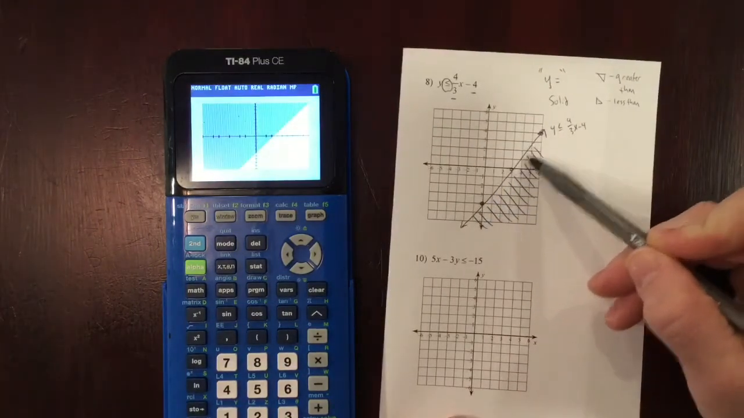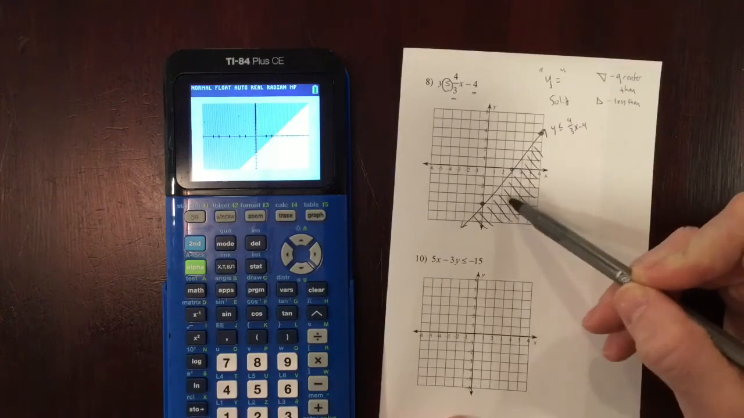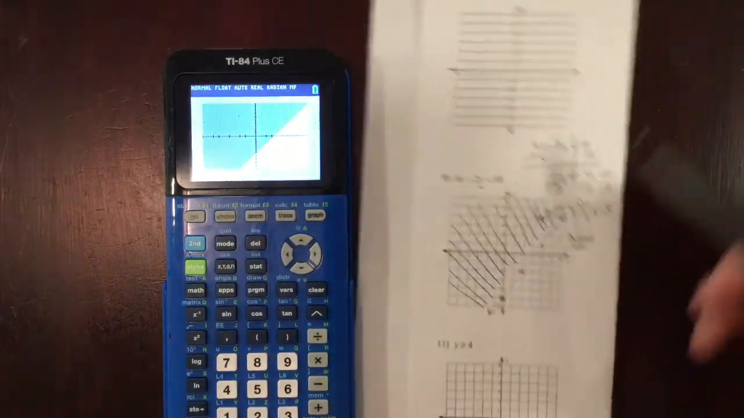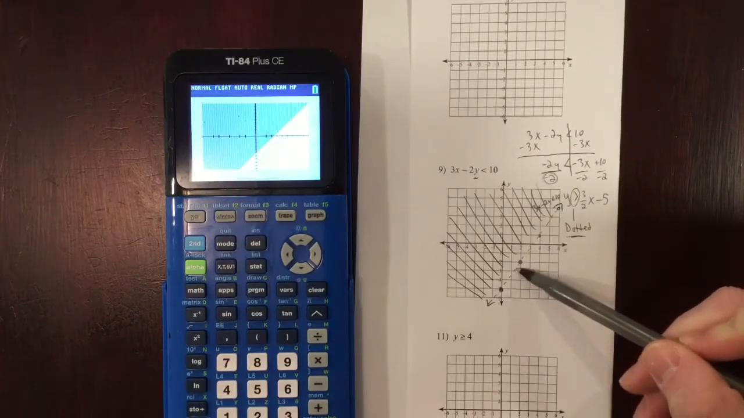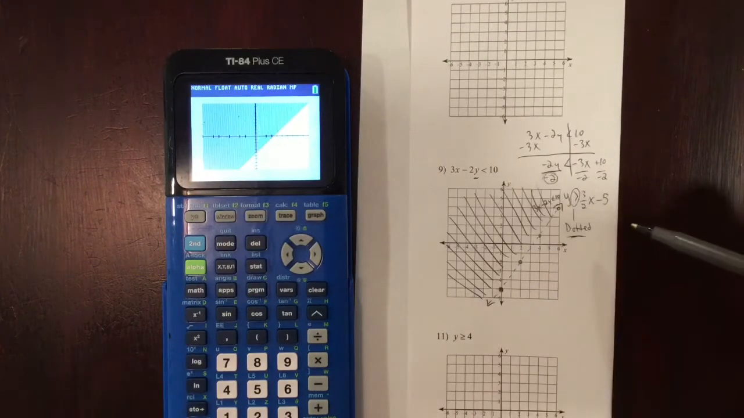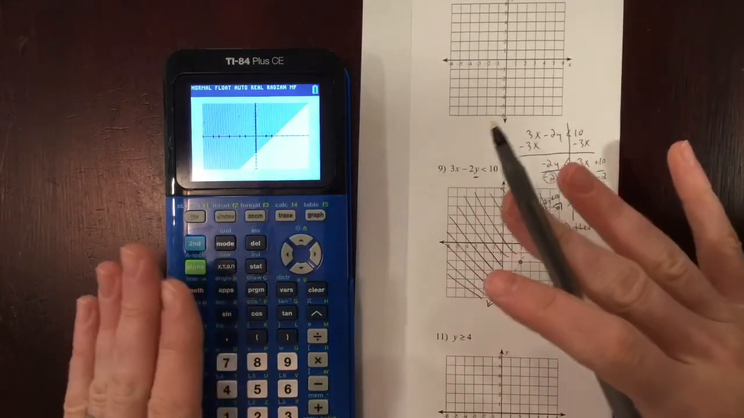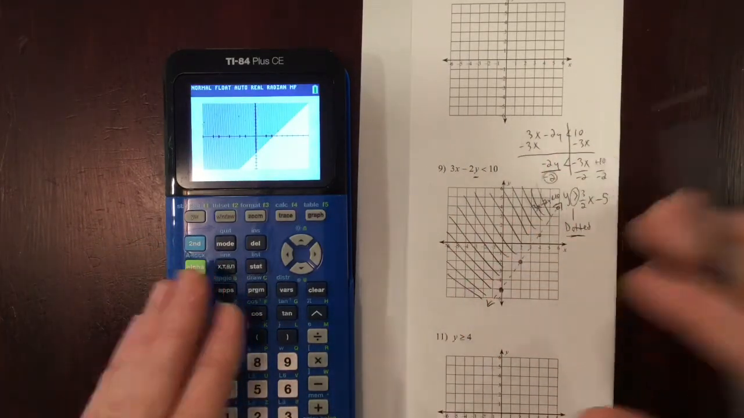In my previous example, the solid line will have points that are on my solution. Again, if you were to plug it in, it would make the inequality true. If you were to plug in a point that's on this dotted line here, it would not make the inequality true because of the less than sign. So again, here the calculator does all the work for us. We don't have to pick a test point.